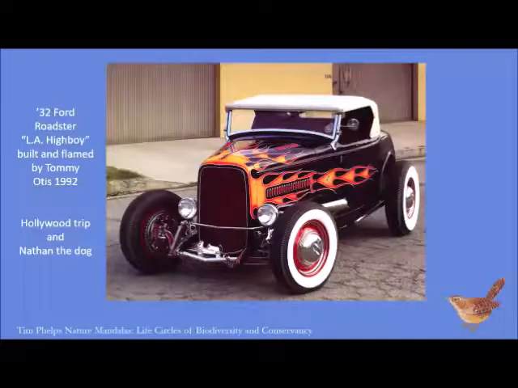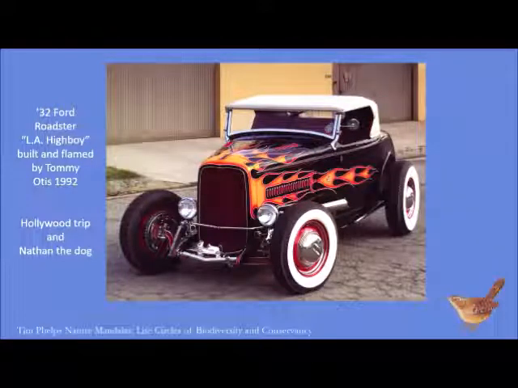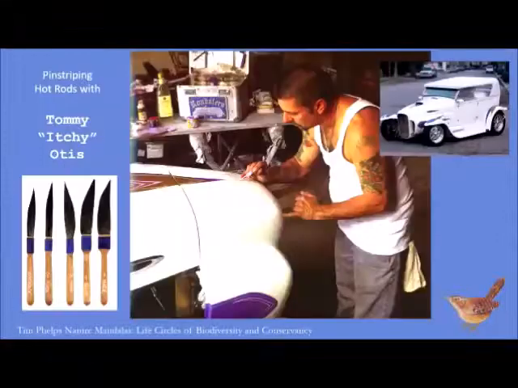So this is Tommy Itchy Otis's 32 Roadster that he built and flame painted in 1992. And so while I was there, he said, well, come on, Tim, we're going to go for a ride. So he took me through Hollywood in a low slung hot rod. I had to sit the whole time with my head down. And by the way, he had his dachshund Nathan with him. And so Nathan and I and Tommy Itchy Otis drove around in Hollywood for a couple of hours. It was great. So here's Tommy pinstriping another car that he built.